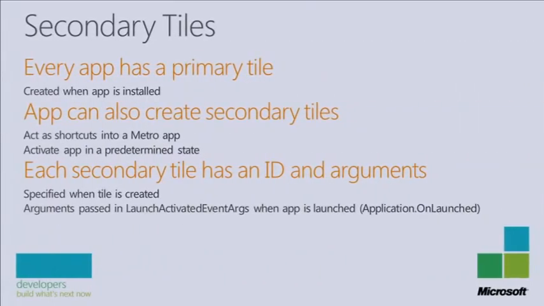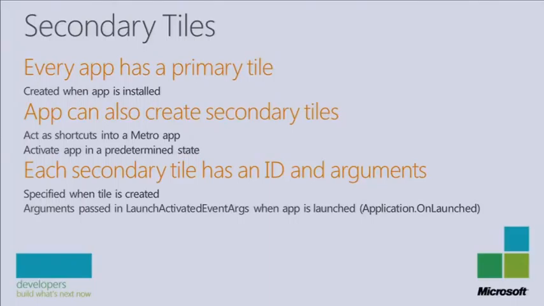One of the really cool things about this environment, something that you need to know so that you can perhaps leverage it if you're writing Metro apps, is secondary tiles. Every application has a primary tile. Again, it's created when the app is installed. But every application also has the option of creating one or more secondary tiles. Now, obviously, you don't want to be creating these just for the sake of creating them. The value of the secondary tile is that they can serve as a shortcut to your application, not only to start it up, but to start it in a known state as well.